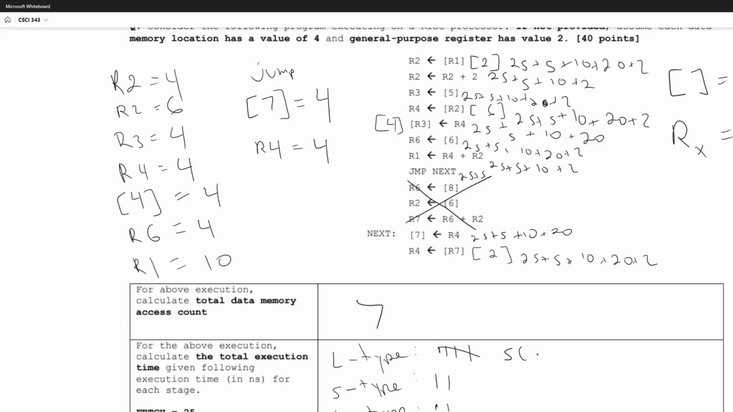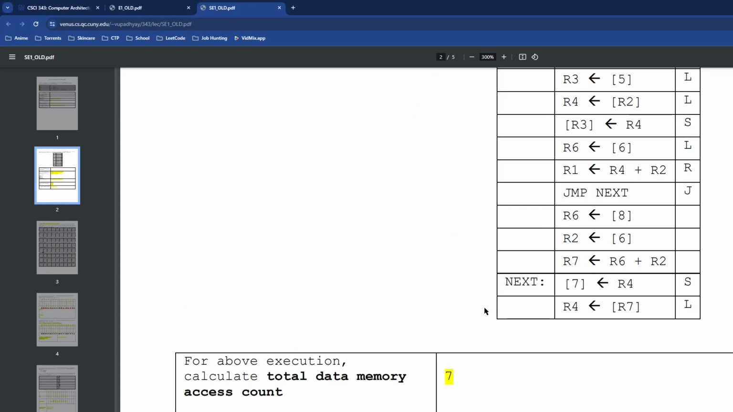Okay. So it's 5 times 25 plus 5 plus 10 plus 22. 2 times 25 plus 5 plus 10 20. 2 times 25 plus 2 and 1 is 25 plus 5. All right. Yeah. Okay.